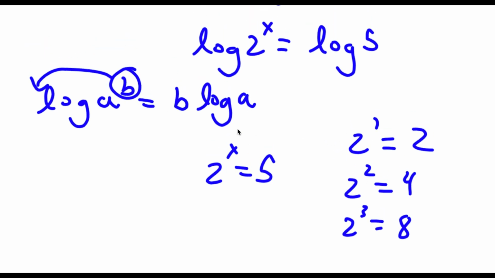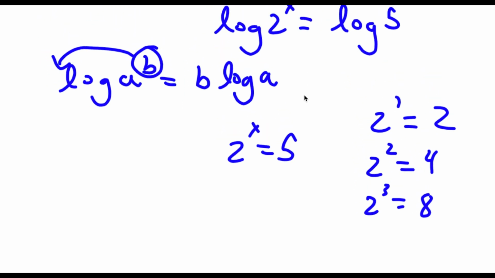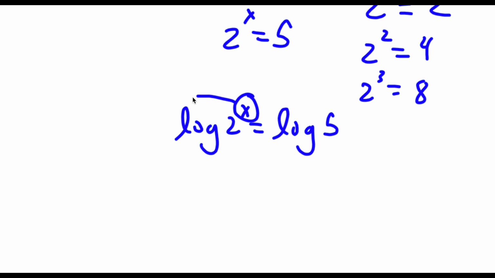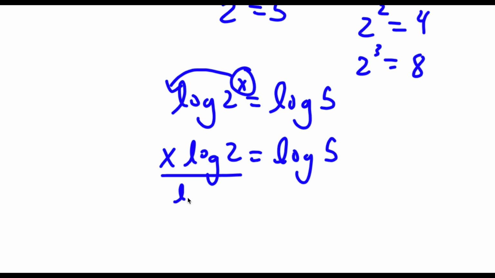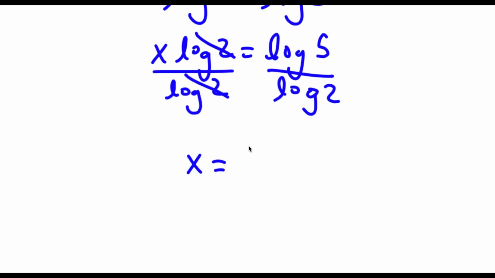So now by using this property, I can move x to the front, and then I can find the real value of x, the exact value I mean. So I had log 2 to the power of x is equal to log 5. Now by using this property, I can move x to the front, so now I have x times log 2 is equal to log 5. Now, if I divide both sides by log 2, these two cancel out, and I am left with x is equal to log 5 over log 2.